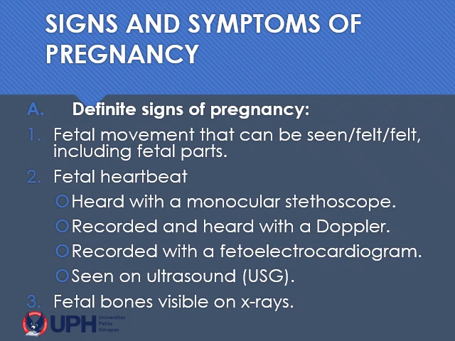So, what are the signs and symptoms of pregnancy? To define the pregnancy, you must have the fetal movement, including the fetal parts that can be seen, felt, or touched. And you need to have the fetal heartbeat, which can be validated through a monaural stethoscope, or can be recorded and heard with a Doppler, or can also be heard through a fetal electrocardiogram machine, or can also be seen through an ultrasound. And actually, the fetal bones will be visible through an X-ray. So these are the signs of positive pregnancy.